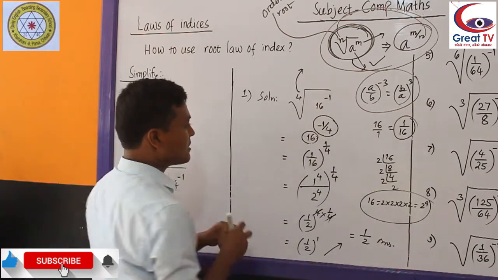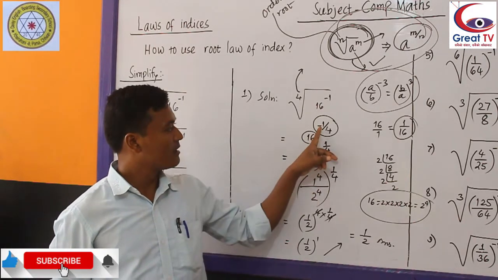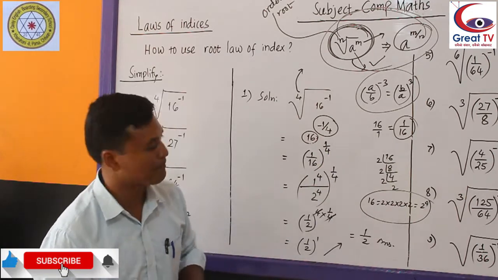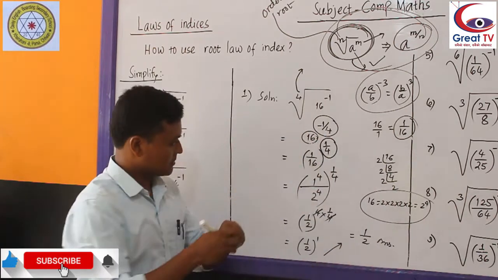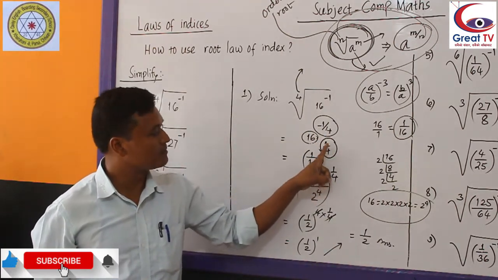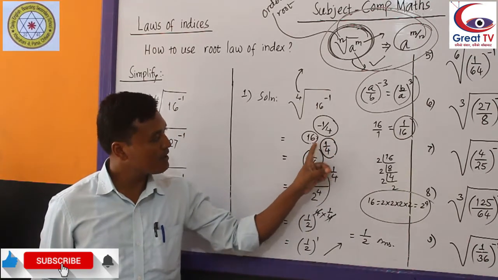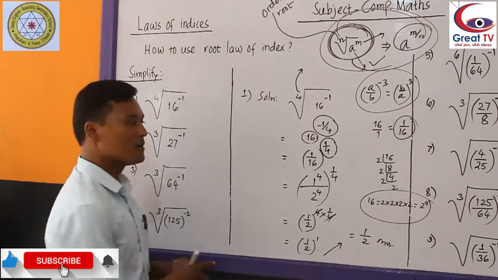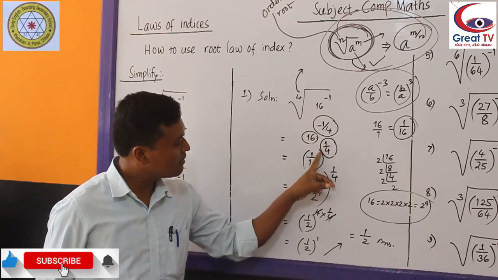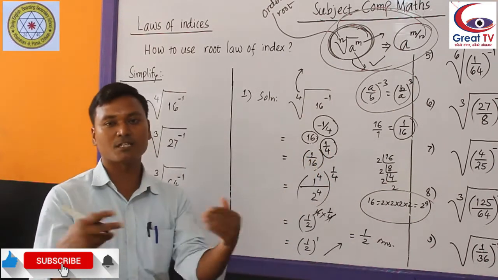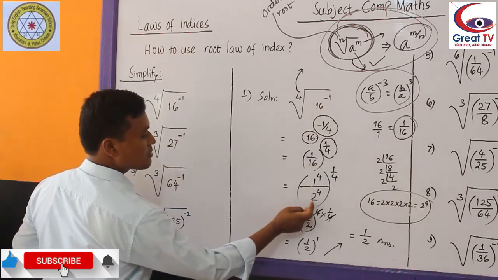Then after this, change the negative power into positive, writing the reciprocal of base 16, its reciprocal is 1 upon 16, then minus 1 upon 4, the power became plus 1 by 4. After this we have to try to cancel the denominator of the power, it means we have a fractional power here. If we have a fractional power, we should change the fractional power into a whole number power. So to do that, we should try to cancel the denominator of the power. Here we have 4. So if we have 4 here, we should express the base as something to the power 4. So expressing 1 upon 16, 1 is 1 to the power 4, 16 to the power 4.